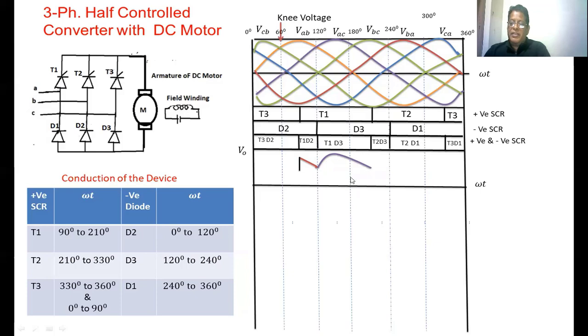Once again, I am repeating the same. From this point to this point, the output voltage is VAB, because T1, D3 is conducting. Again, from this point to this point, VAC, T1, D3 is conducting, the output voltage is VAC. The same waveform will be repeating.